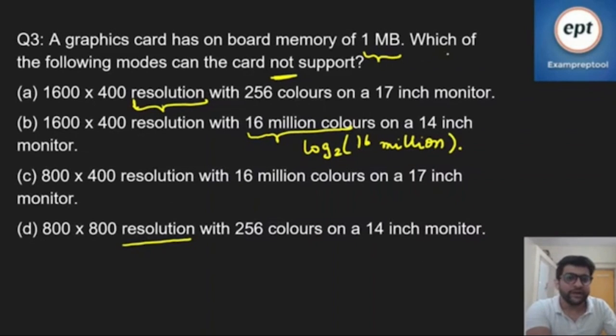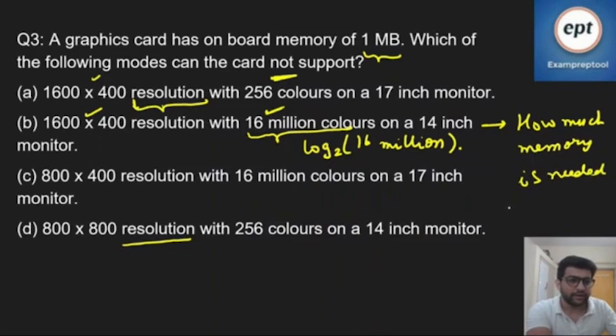Right. So we have been asked which of the following modes can the card not support. So what we will do is start with the largest option. By largest option I mean the one with the highest resolution and the maximum number of colors. We can see that the resolution is higher in option A and option B. However, the number of colors supported is higher in option B. So let's look at how much memory is needed to represent such a screen, right?